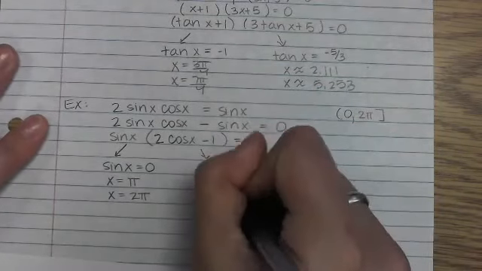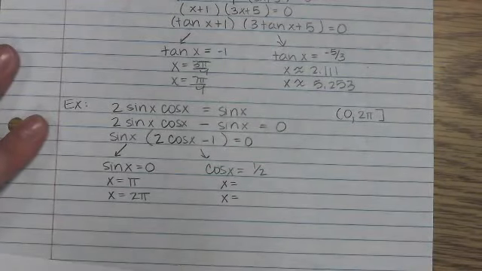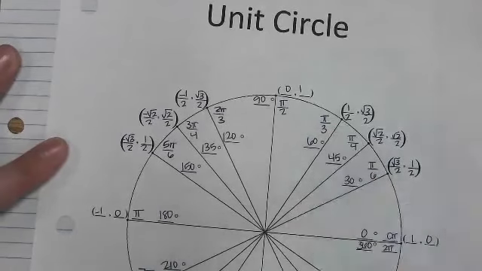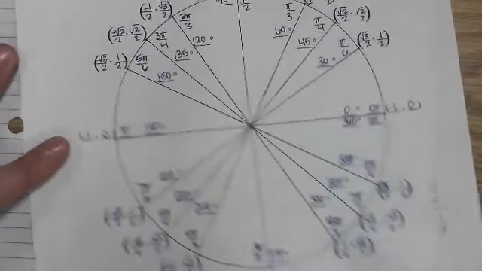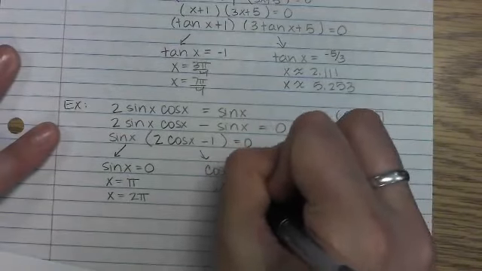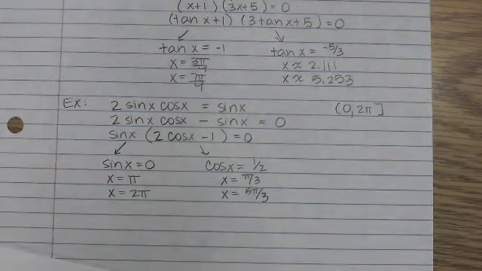Alright, what would the x values be over here? Pi thirds and 5 pi thirds. Okay. I think we'll call it good there.